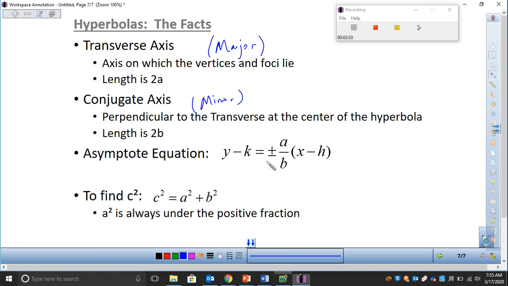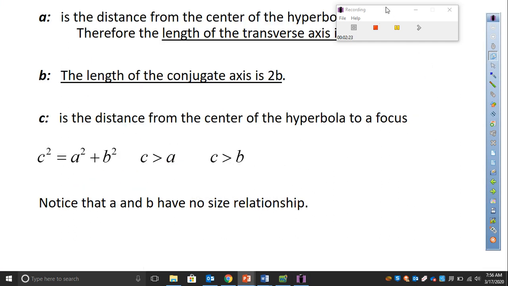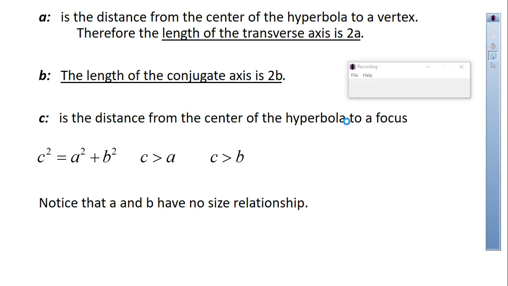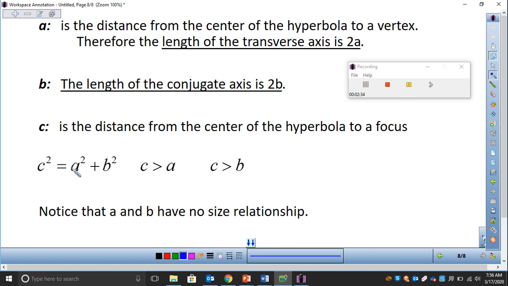We're going to talk about the asymptotes, and then we're going to find c squared, which is a squared plus b squared. So there is the Pythagorean theorem. A squared is always under the positive fraction. It's not the bigger one anymore; it's always under the positive fraction. A goes with the transverse axis. B goes with the conjugate axis. Again, major, minor. C squared equals a squared plus b squared.